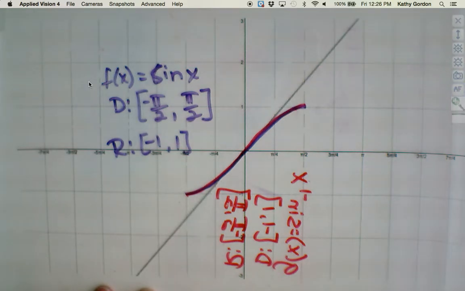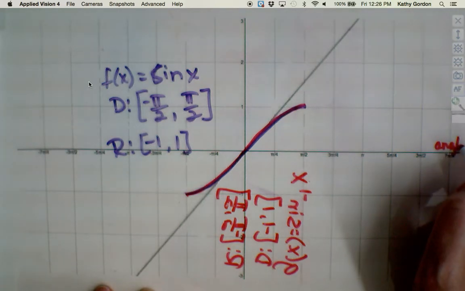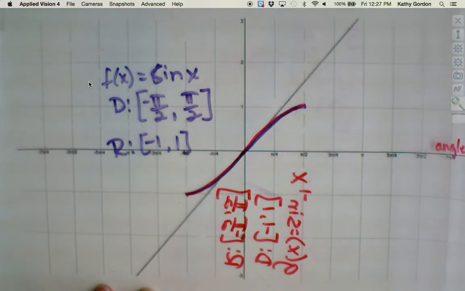Radians measure angles. So we're looking at angle measures as our independent variable, right? That's the input that we put into the sine function, and then our y-axis, our dependent variable, is whatever the result is.